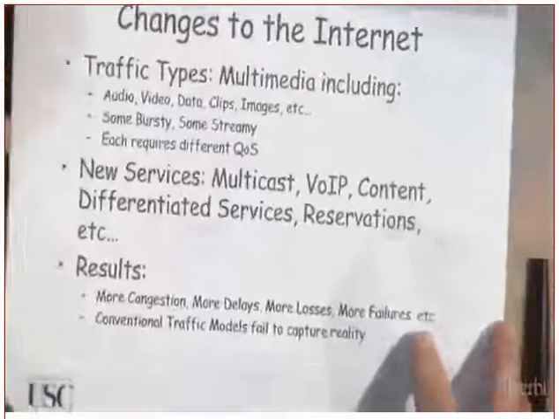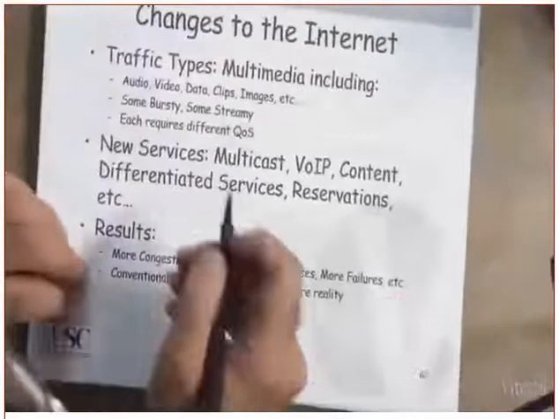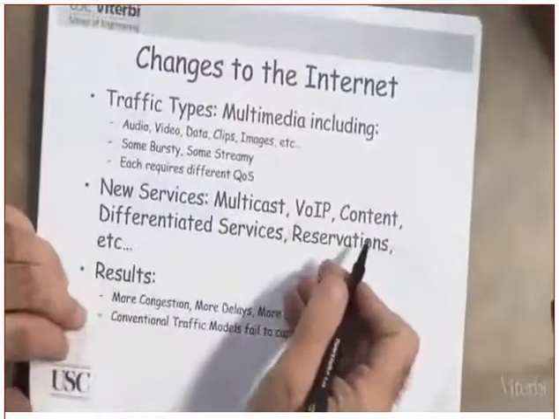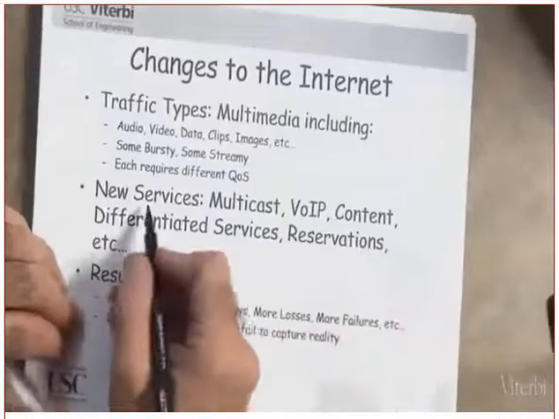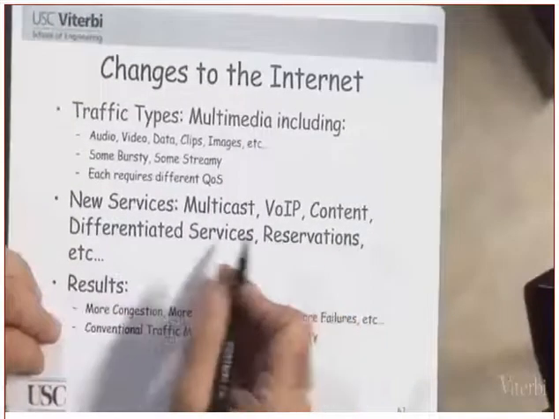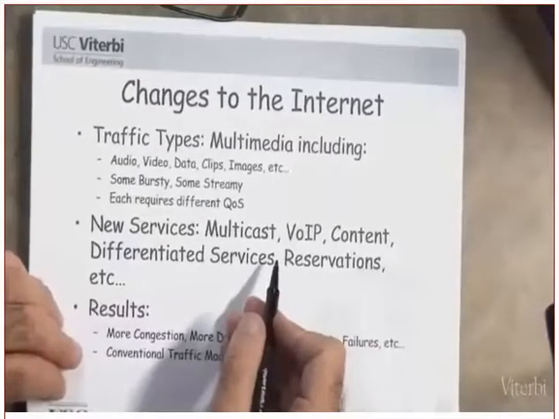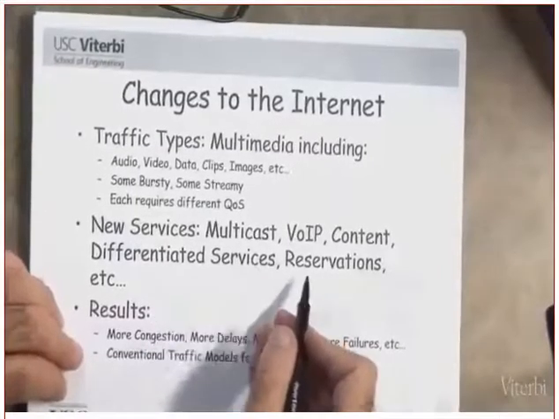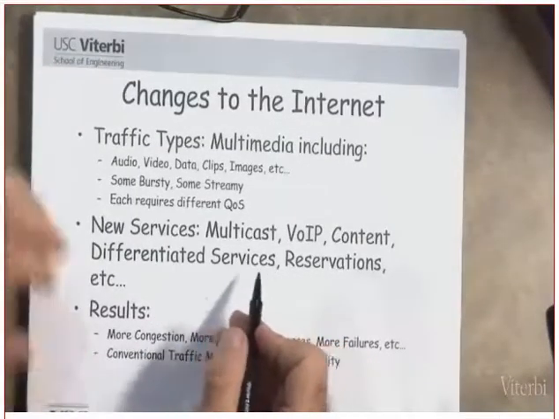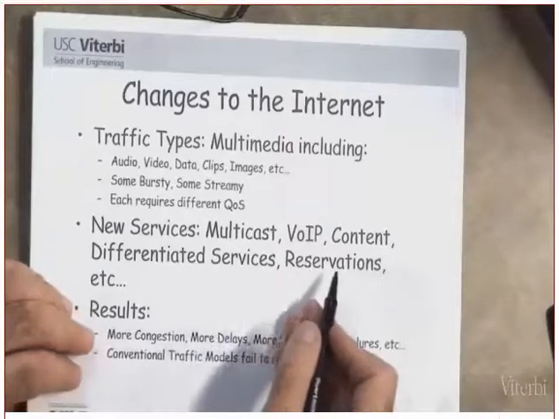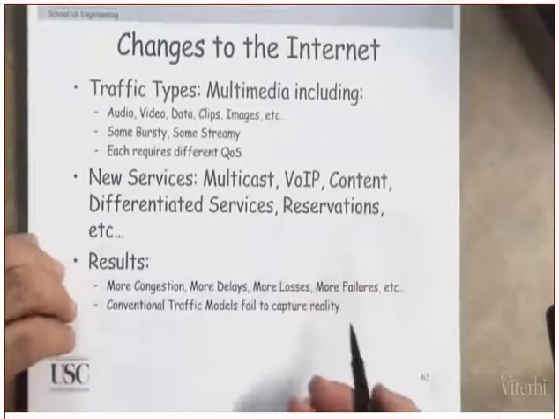Okay. Now, all of these new services that we'll be talking about in detail, including the multicast, voice over IP, the content deliveries, differentiated services, reservation, all of these were not available in the original scheme of the internet. Remember, in the original scheme of the internet, the service was basically best effort. And here we will see how we can make reservation for resources and so on.